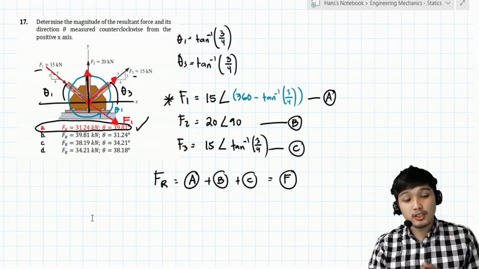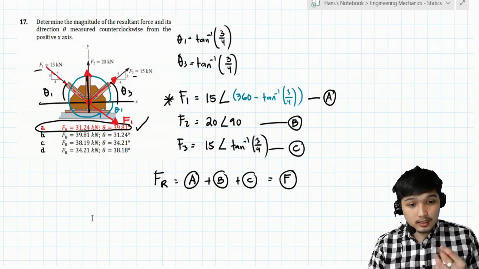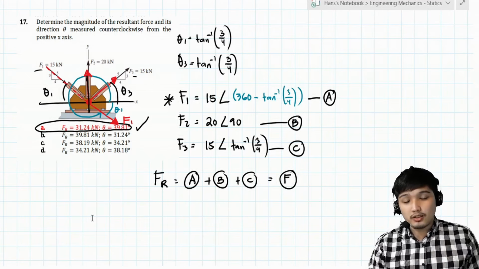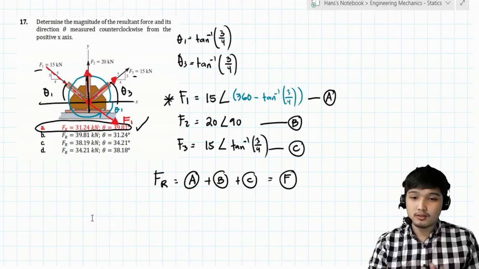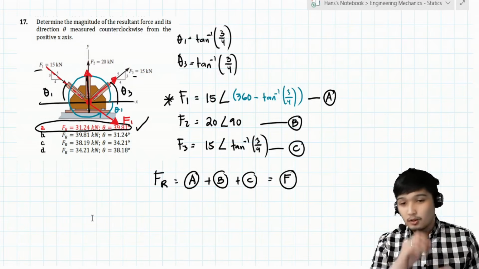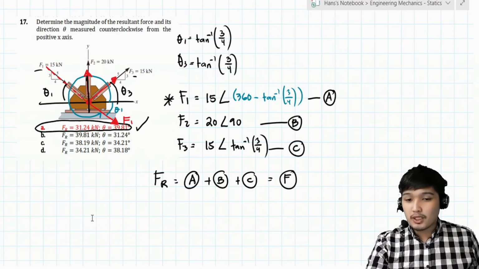And then, we also have what we call non-concurrent. So, when forces are non-concurrent, it means they do not pass through the same point. Okay? So, our analysis here is for concurrent coplanar forces.